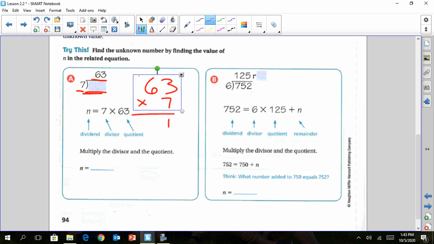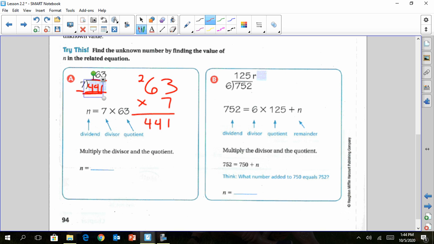and we get 7 times 3 is 21, 7 times 6 is 42, plus 2, 44. So our dividend is 441. Because there was no remainder, we don't have to add anything.